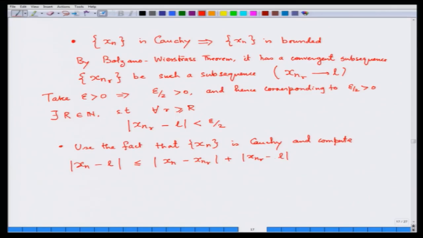Now this first term could be made strictly less than epsilon by 2 by the definition of the fact that Xn is Cauchy, and this second term can be made strictly less than epsilon by 2 because I already know that. But how will you make the whole thing strictly less than epsilon needs some argument. So your exercise, which will be a part of your assignment, would be to fill up the argument.